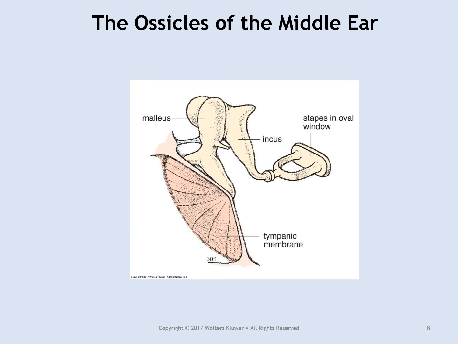So here are our little ossicles. We see here the malleus, the hammer, the incus, the anvil, and then the stapes, or the stirrup. And you can see how the malleus is attached to the tympanic membrane.